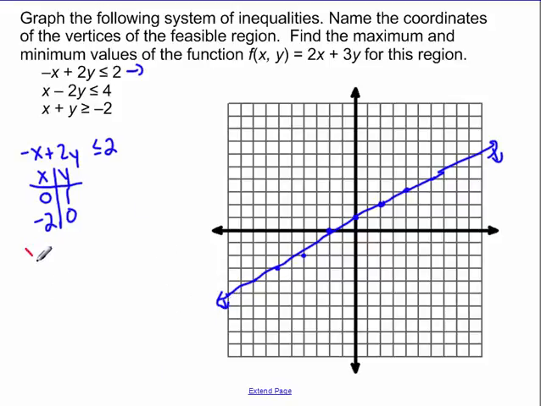Now look at the next equation. Make x 0. If I make x 0, think of it as an equation. Yes, I realize it's an inequality, but think about it as an equation. y is going to be a negative 2. If I make y 0, x is a positive 4. So I graph this equation: (4, 0) and (0, -2). Again, it looks like our slope is 1/2.